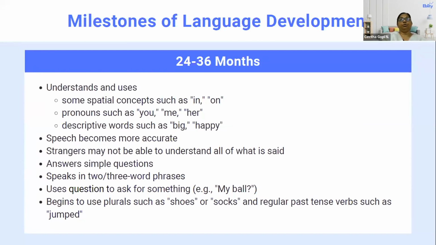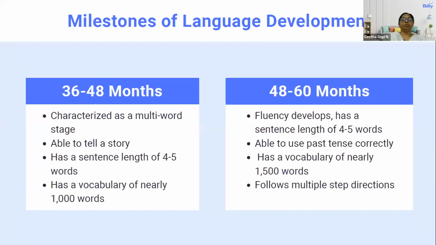They begin to also use simple plurals, like adding an s, if they know it's not just one, it's more than one. They start using simple plural words as well. Sometimes some basic past tense verbs can also be seen in children's utterances at this time.